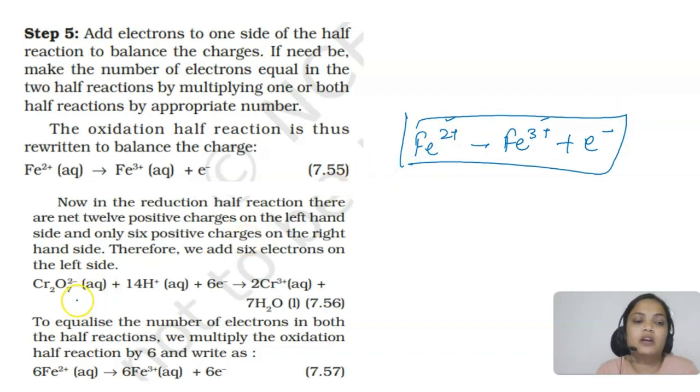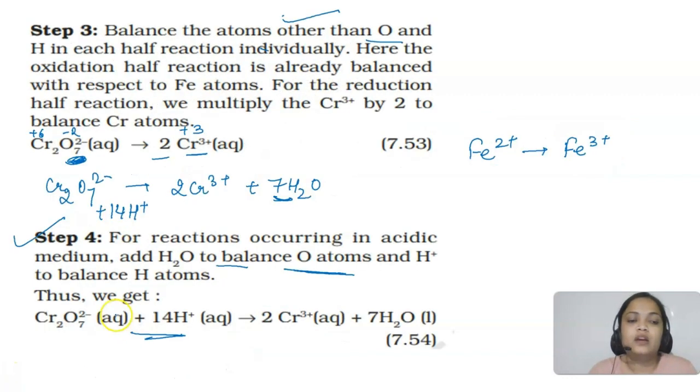For reduction, now let's go back to the reduction half reaction. Here, what are the charges that we need to balance in this case? Here chromium was in +6 oxidation state and here it is in +3. And here you have -2, here you have +1 for hydrogen. That's it.